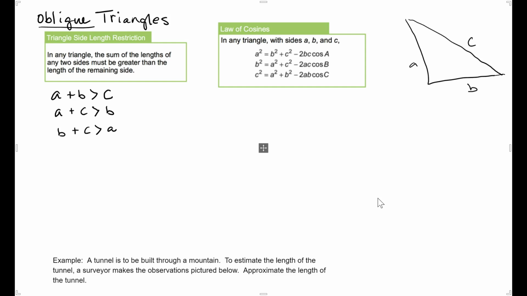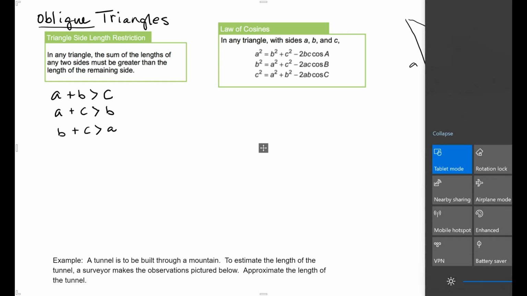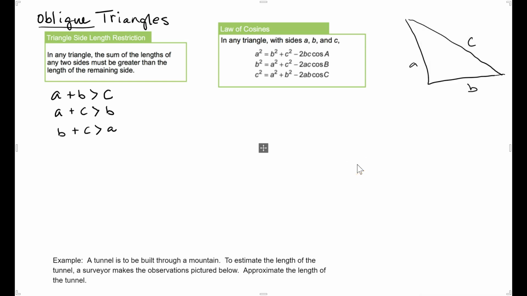All right, so if we're looking at the law of cosines, it says in any triangle with sides A, B, and C, you have something that looks like this. A squared equals B squared plus C squared minus 2BC cosine A. And there's kind of a pattern here. You have B squared equals A squared plus C squared minus 2AC cosine B. And C squared equals A squared plus B squared minus 2AB cosine C. Now, if you look at it, it's almost like a modification of the Pythagorean theorem, and that's kind of what it's loosely based on.